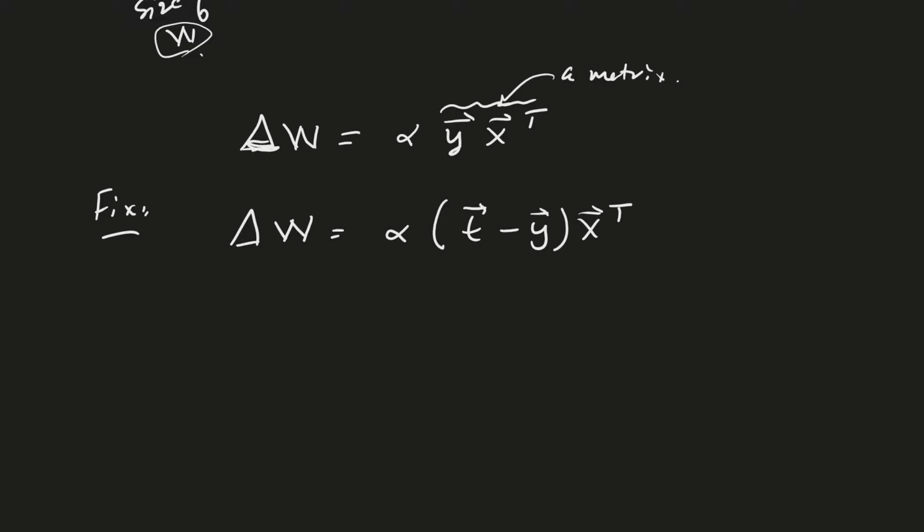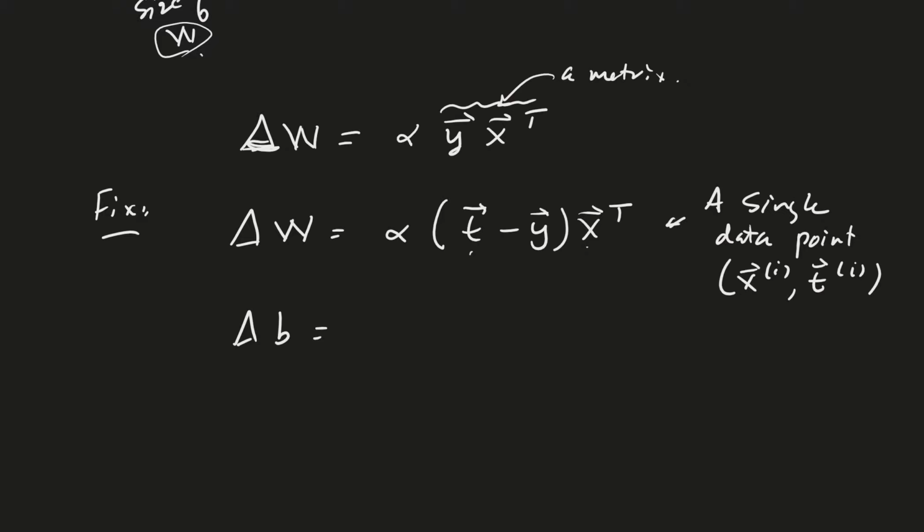Now, by the way, we have lots of x's and lots of t's laying around, because we have the data there. So I have not specified which data point this is, but this is a single data point. And so this is the rule we're going to use, and then the change in the bias is very similar. It's just going to be alpha times t minus y.